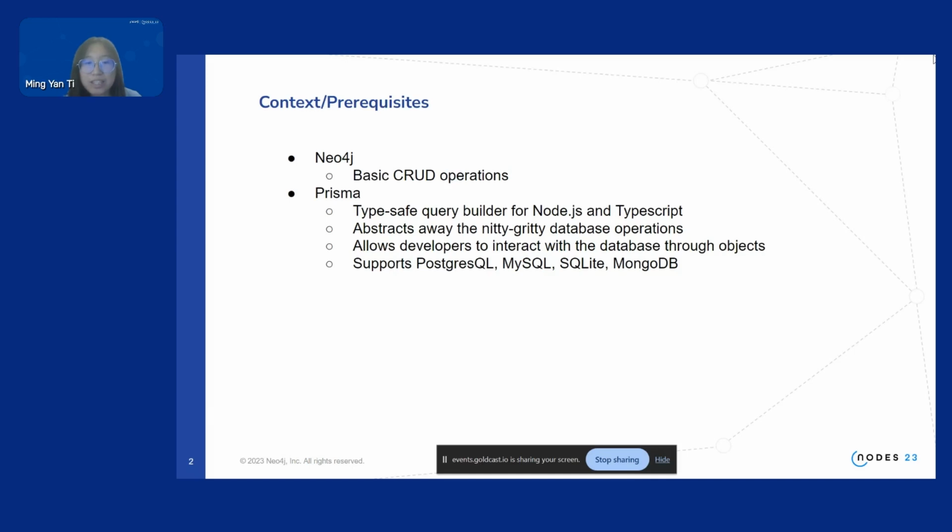You can just allow developers to interact with the database through the classes or objects that they have made. Right now, Prisma supports PostgreSQL, MySQL, SQLite, and MongoDB. I think they're going to support more databases in the future, but at the time when I started this project, Prisma didn't have any support for Neo4j.